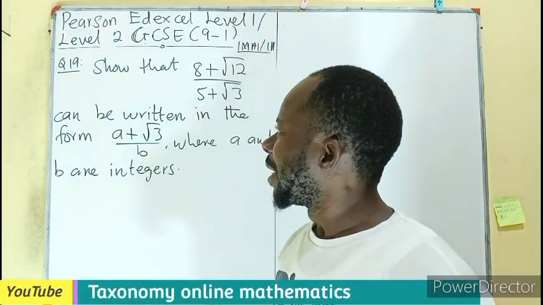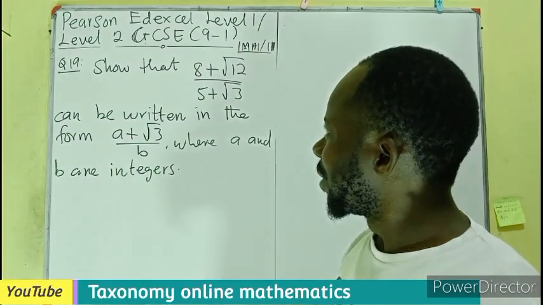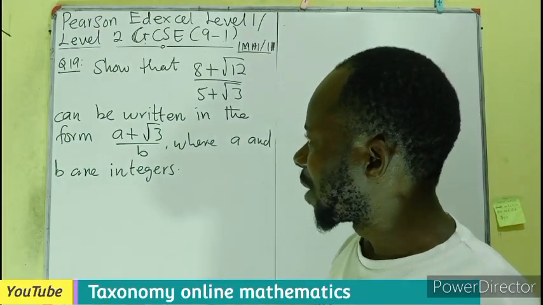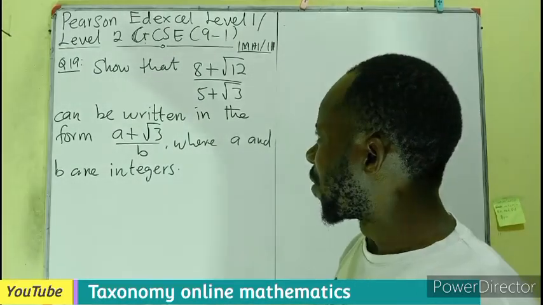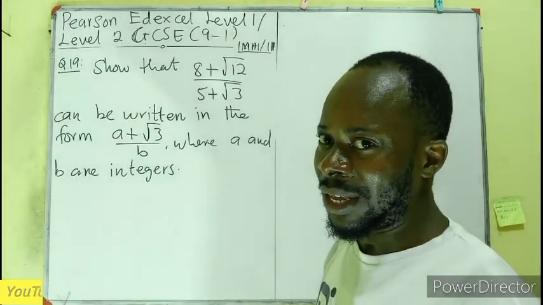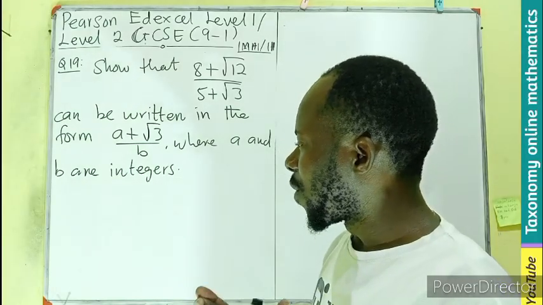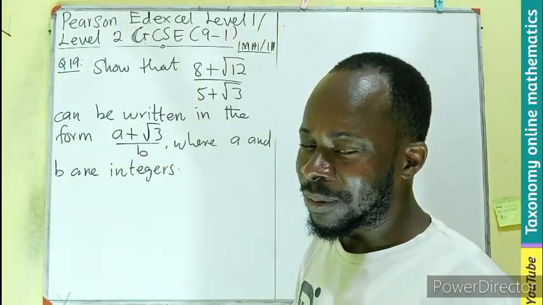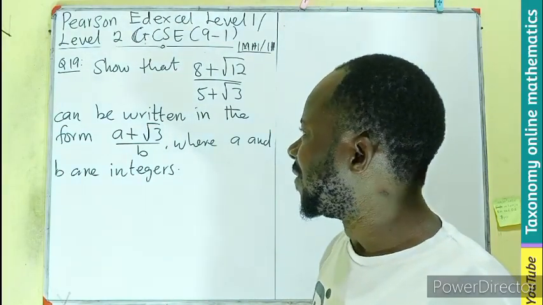Hello, welcome. Let's provide an answer to this question from an Edexcel GCSE question paper. We are to show that (8 plus root 12) divided by (5 plus root 3) can be written in the form (a plus root 3) divided by b. So we are looking for a and b, where a and b are integers.